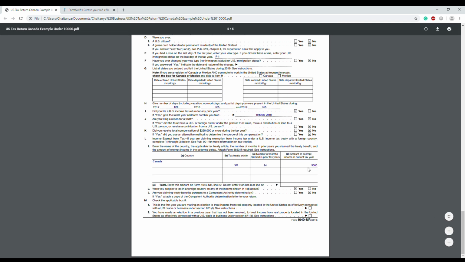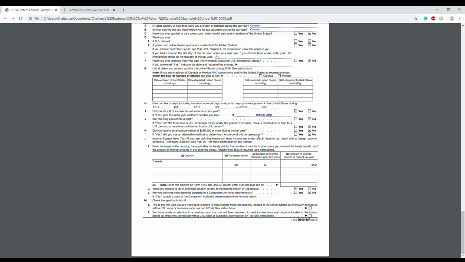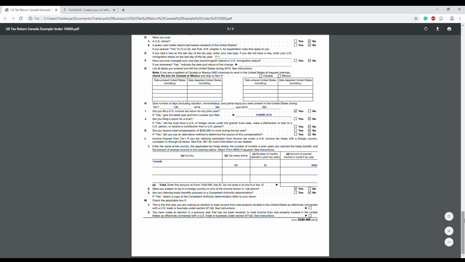Once we've done that, we go down here and it says give number of days you were present in the United States during all of these years. So for this example, we're just going to say he was present in 2017 for 4 months and he was present for all of 2018 and 2019. Did you file U.S. income tax for any prior years? We're going to say yes. He filed the same thing for last year. It was 1040NR for 2018. We say no for all of these because we haven't made more than $250,000.